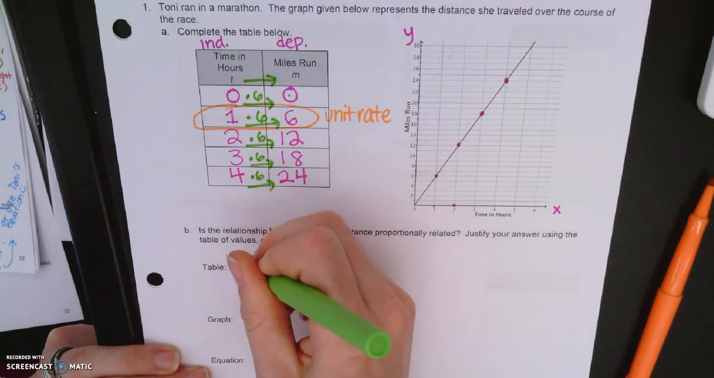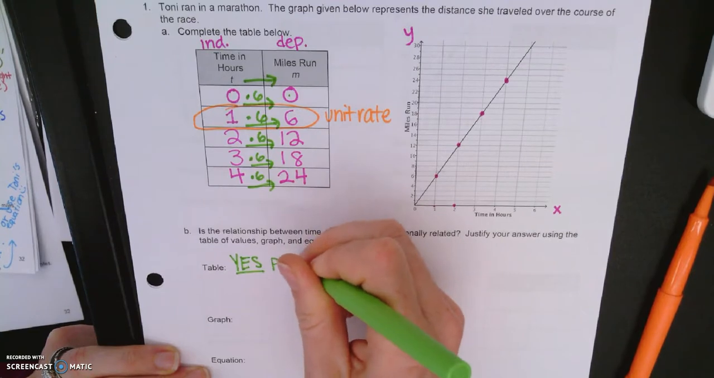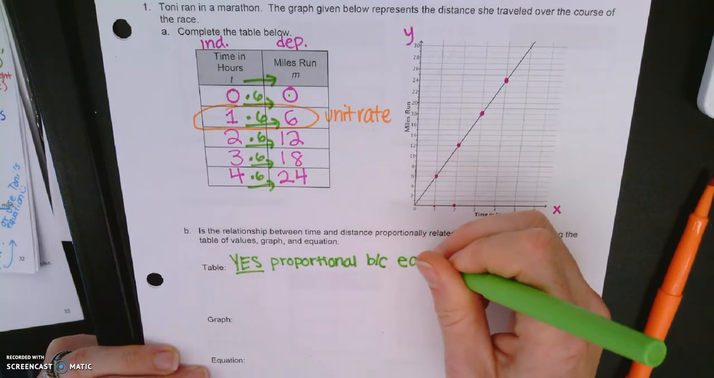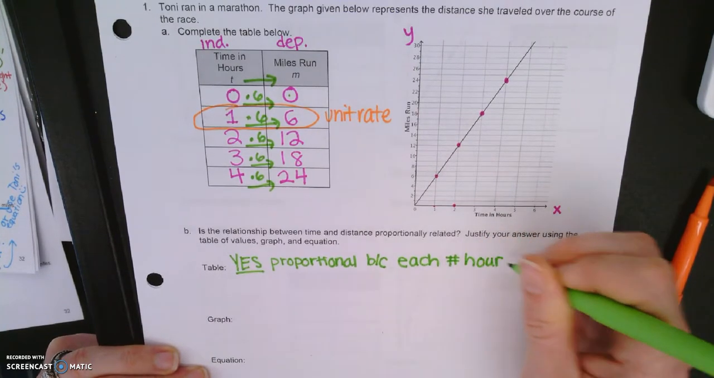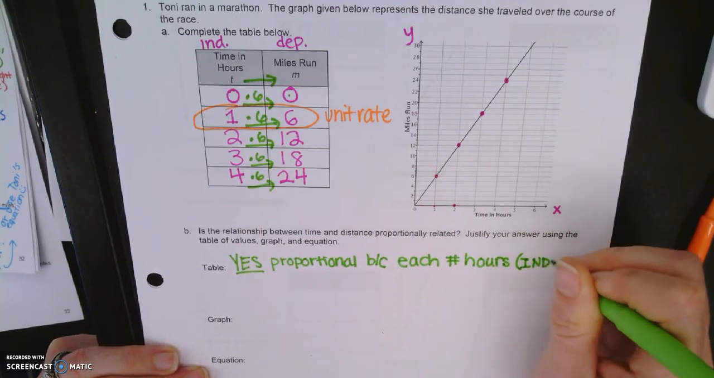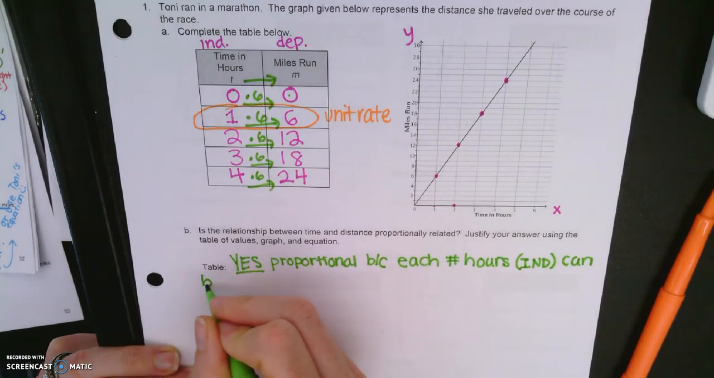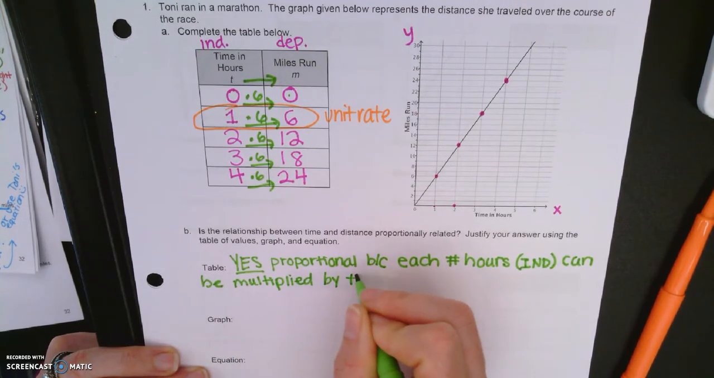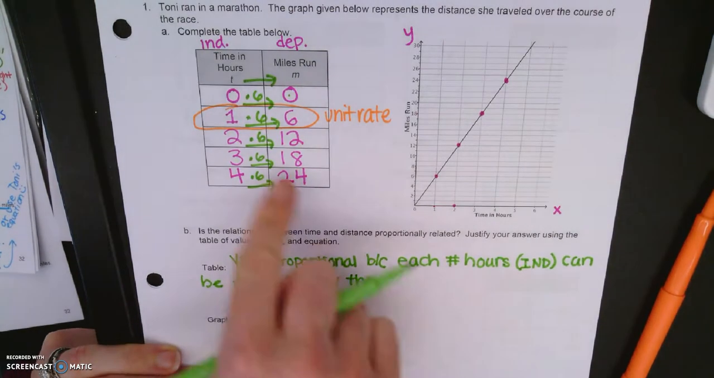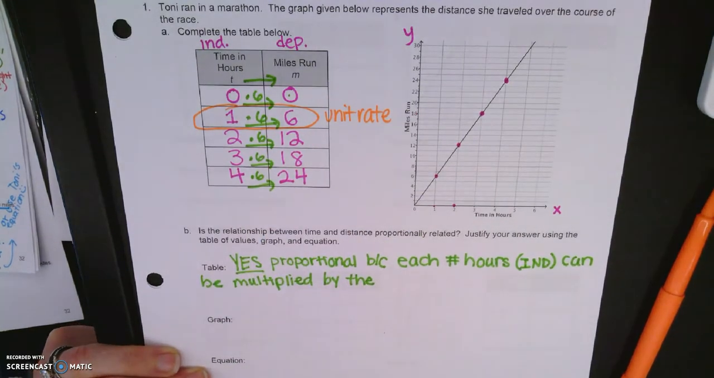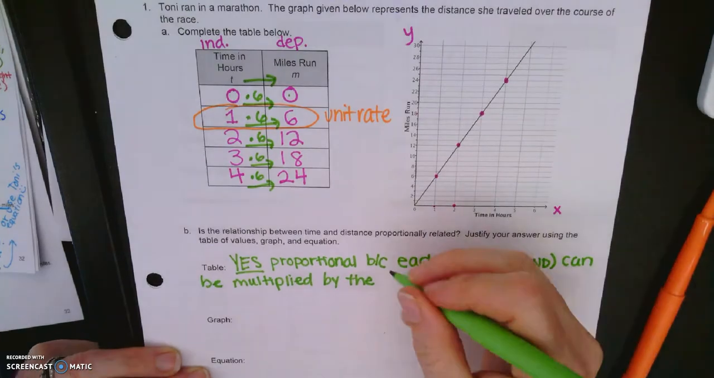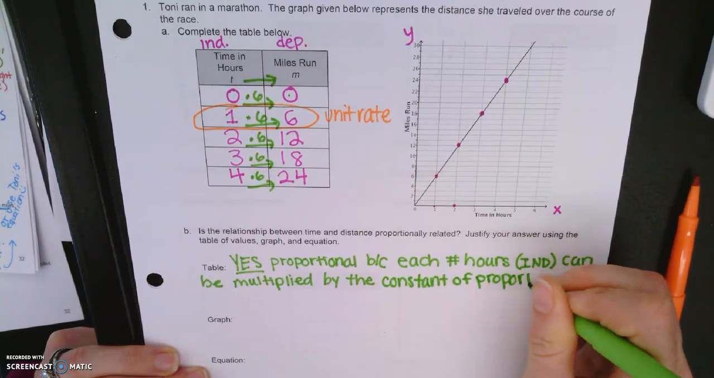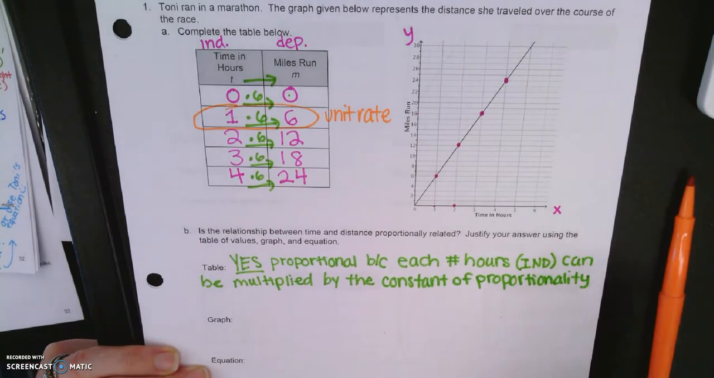Is this table proportional? Yes. Proportional because, I'm going to use b/c for because, each number of hours, our independent variable, can be multiplied, we're always multiplying, remember, by the, and it was a special word we learned, not just unit rate, not just constant number, but it's a constant number. It tells us it's proportional, so it's the constant of proportionality. Multiplied by the constant of proportionality, which is 6.